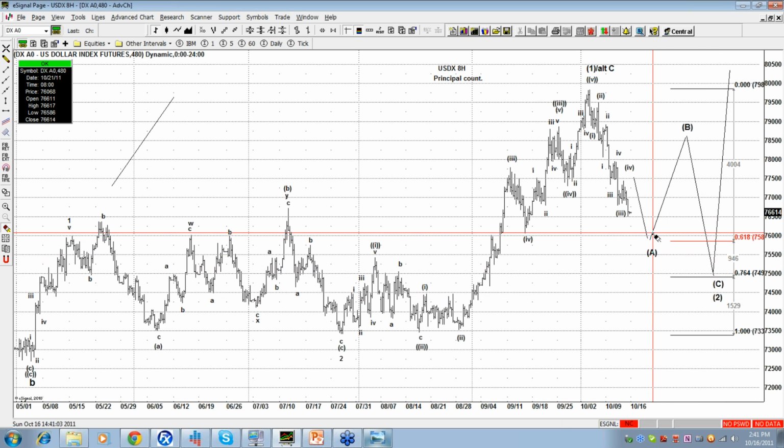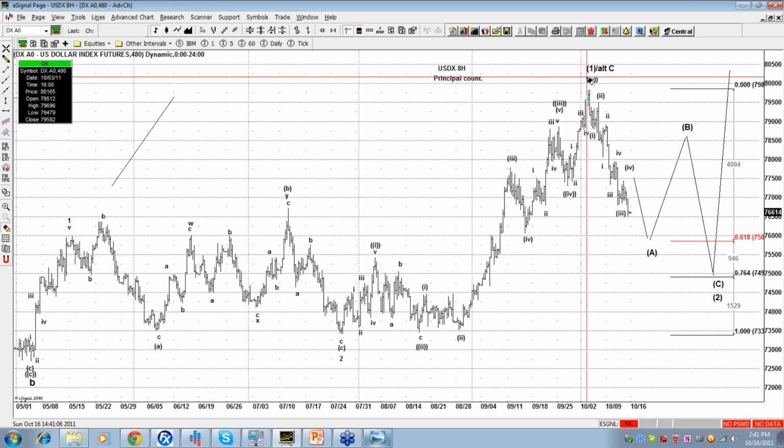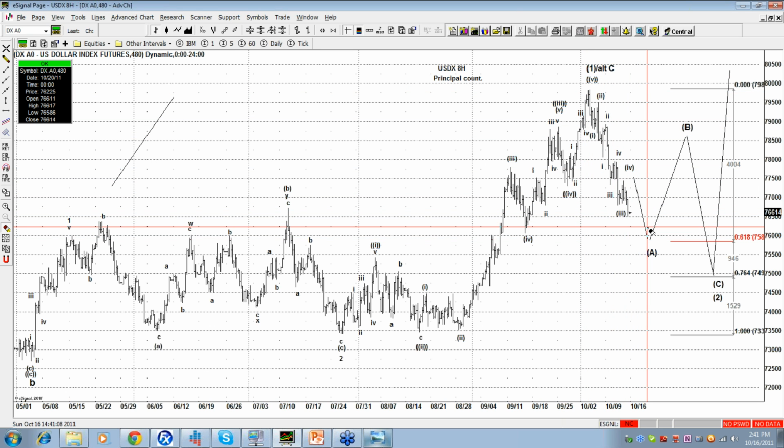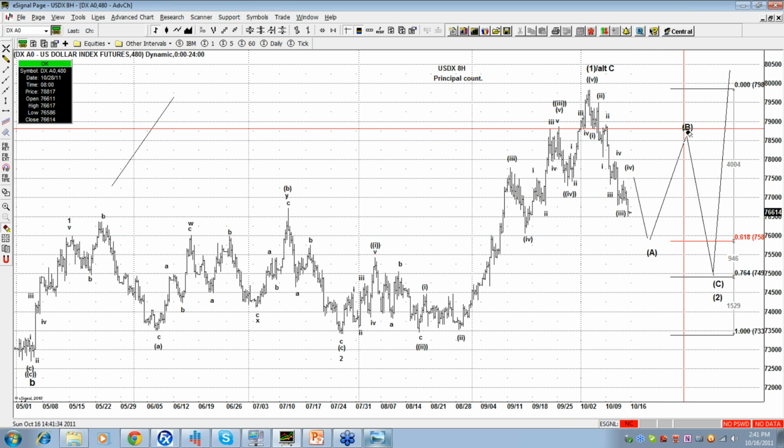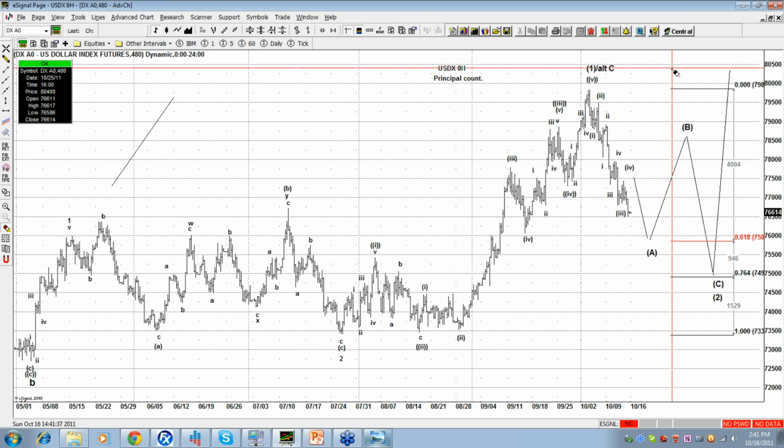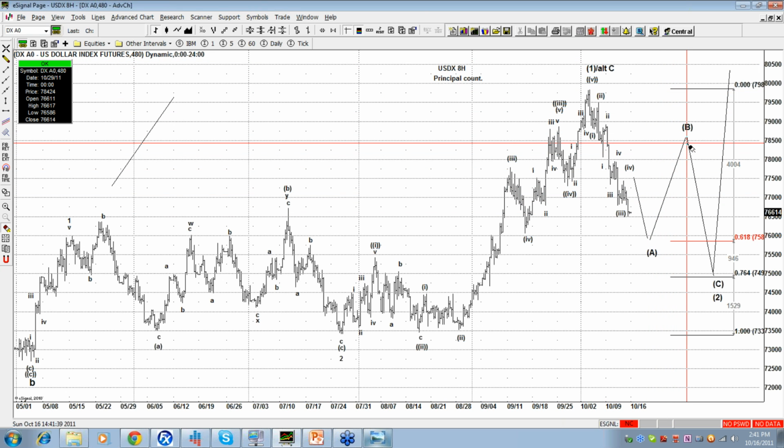Exactly. 75.80 is a huge area, and that should be the target for the flat. The 61.8 right here of this move. But like I said, and like we have been saying for the last week, there are many scenarios on the euro. I can count the euro in five different ways on the daily. So when you have that, don't worry about it. Play smart. Buy the dollar now for either the surprise or the three-way move.